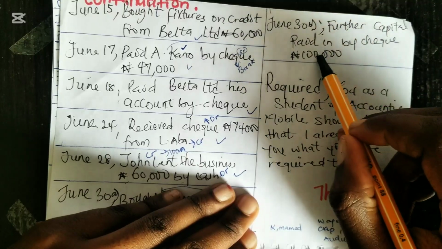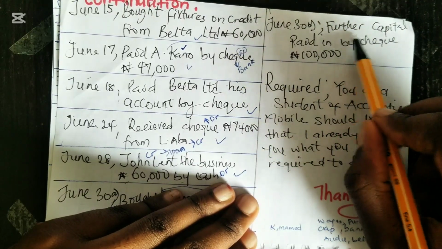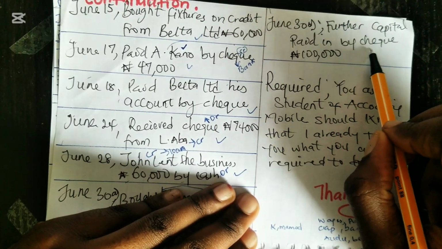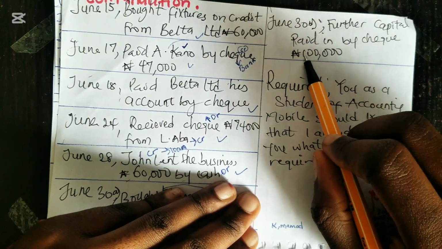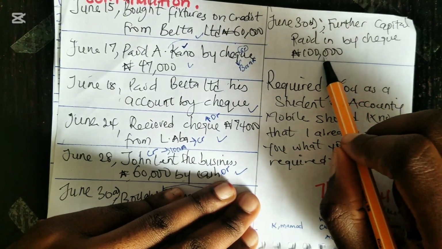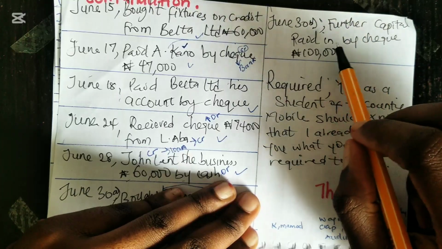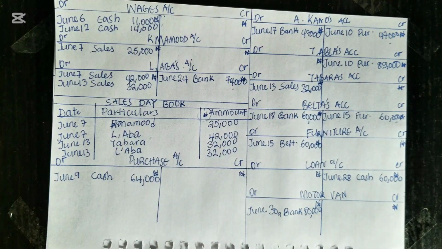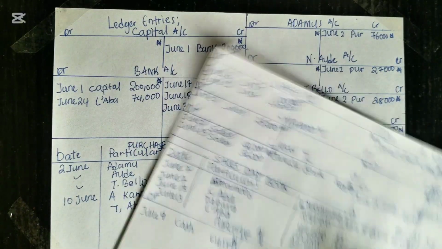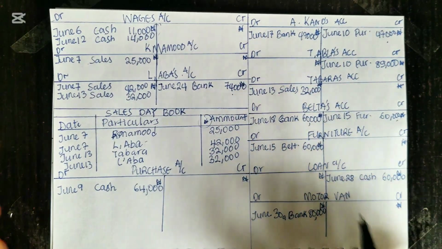So the last one now is: further capital paid in by check. By check, so capital account will be debited, and bank account will be credited, because the further capital was paid in by check. So we'll open our capital account. Where's our capital account now?